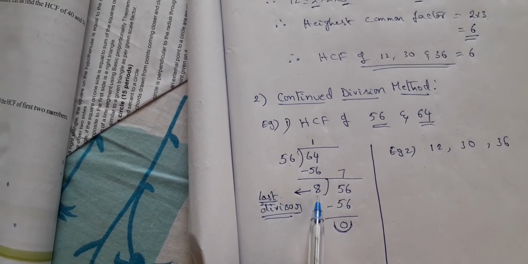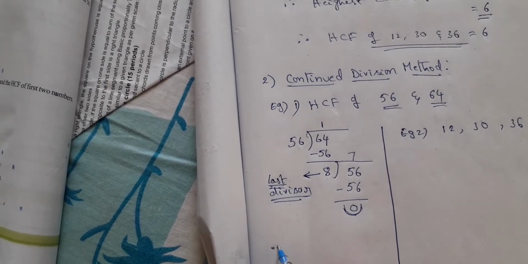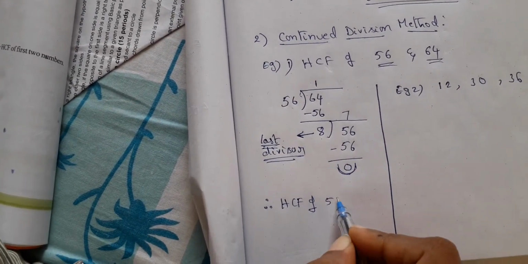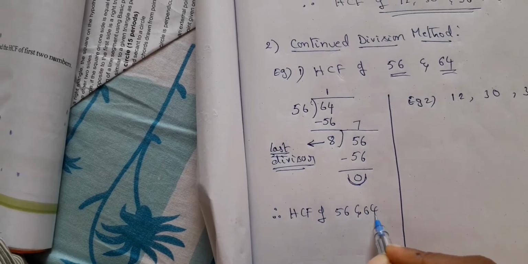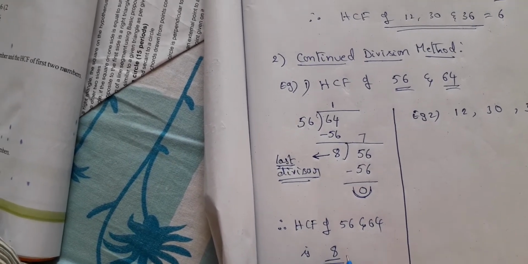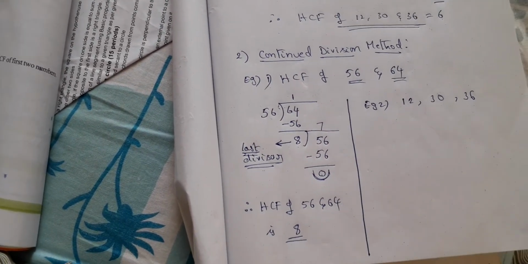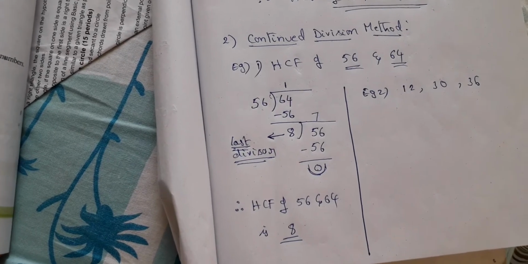The last divisor is 8. Therefore, the HCF of 56 and 64 is 8. What is 8? 8 is the last divisor in this process.